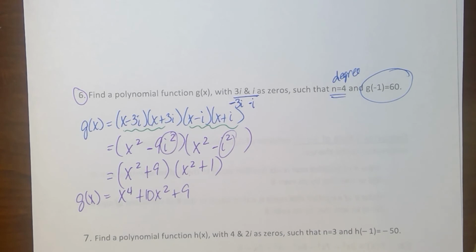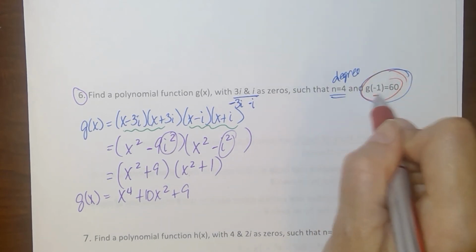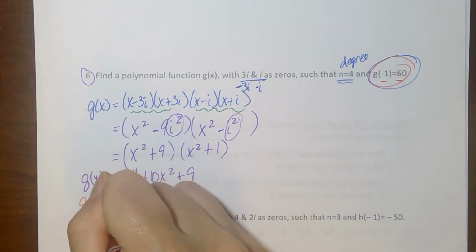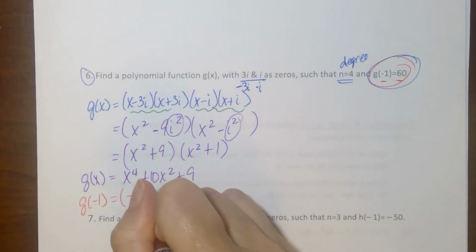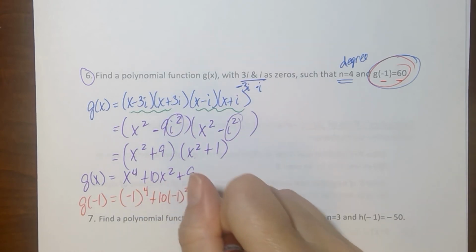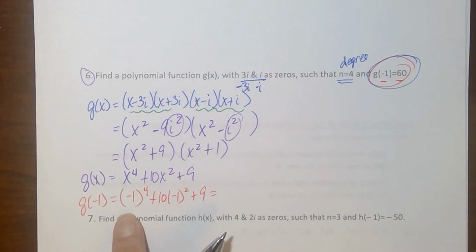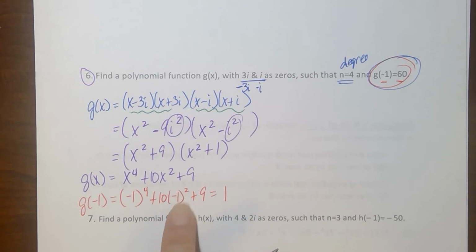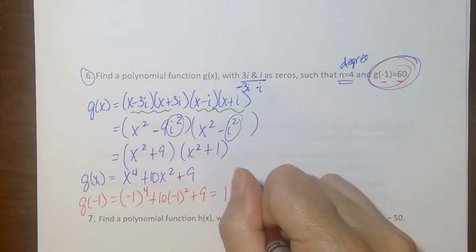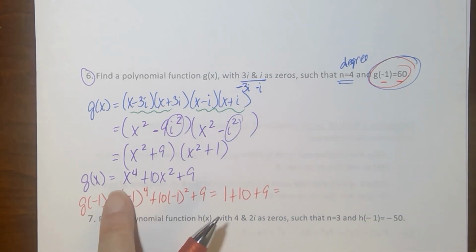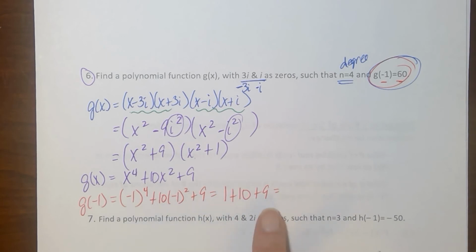But I'm not done. I was also told to make sure that if I plug in -1, I get out 60. So let's plug in -1 and see what we get. Well, -1 to the 4th plus 10 times -1 squared plus 9. -1 to the 4th, all those negatives pair up, and that's just 1. -1 squared is just 1 times 10 is 10, and then I have plus 9. So if I plug in -1 to this proposed function, I just get 20, not 60.